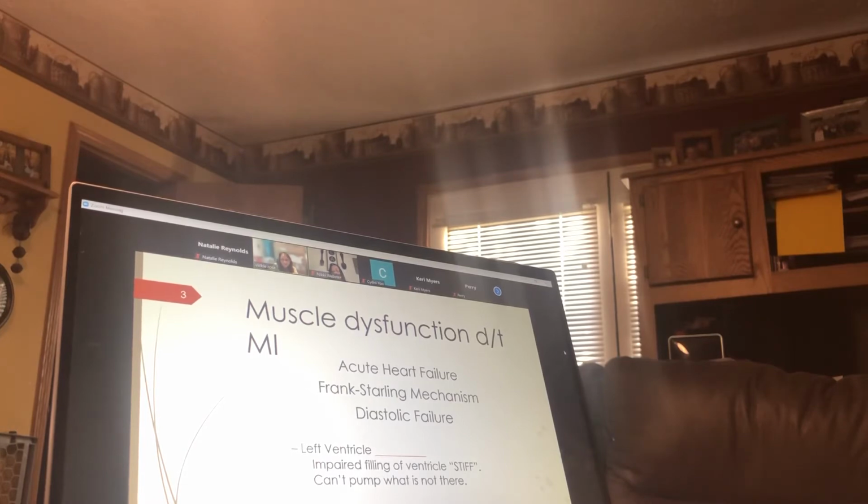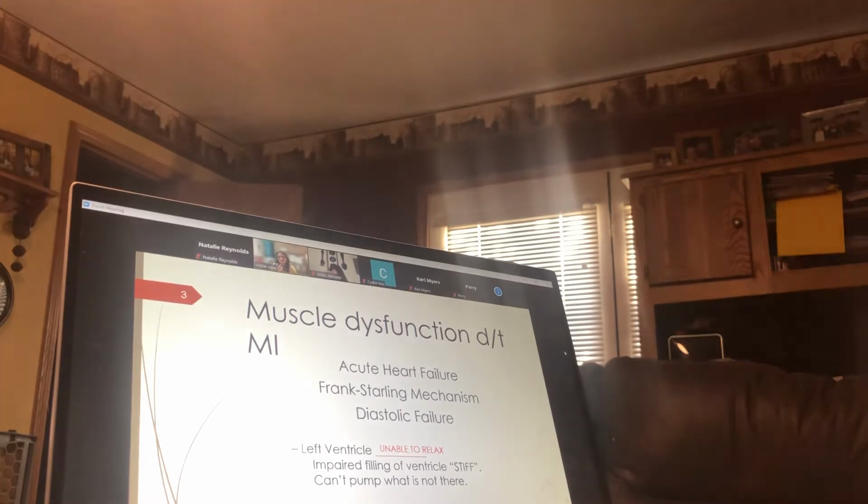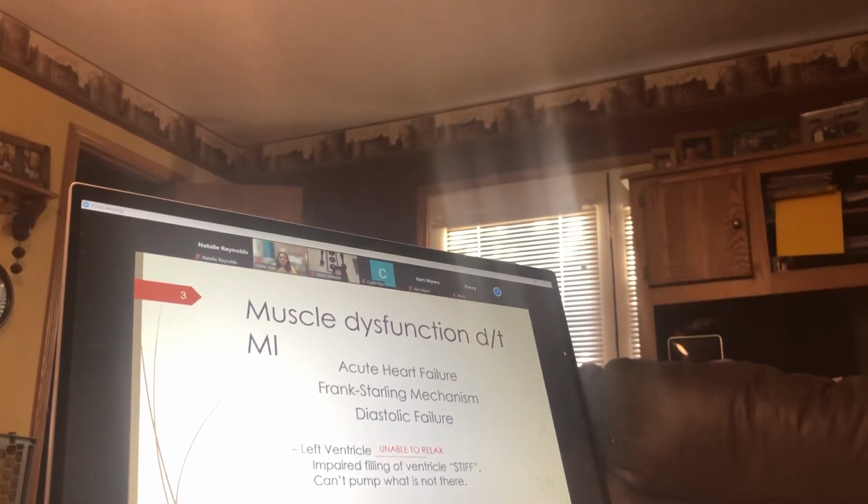Diastolic failure is when the left ventricle cannot relax, so it becomes stiff. So you may have heard some people say stiff heart. So the left ventricle cannot relax in between, it just gets stiff. So you can't pump what is not there.